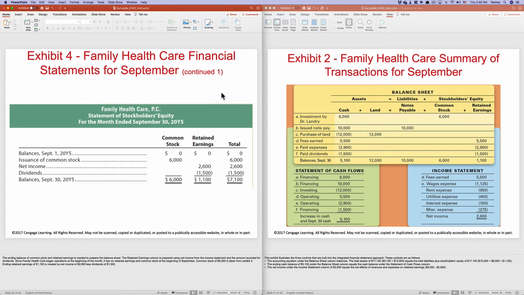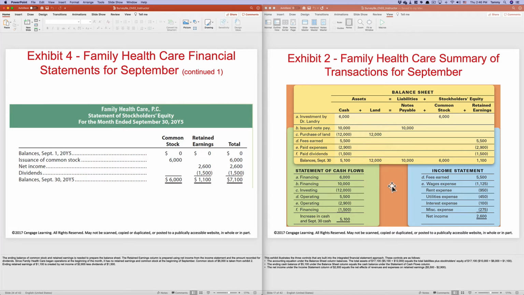So we have here our statement of equity, stockholders' equity. And so at the beginning of the period, when she didn't have a business yet, it was zero across the board, then she issued stock for $6,000. She had net income going into her retained earnings account, and then she took out the dividends, right? And so that gives her a total of stock and retained earnings together of $7,100. So that's what a statement of stockholders' equity would look like based on these transactions over here.